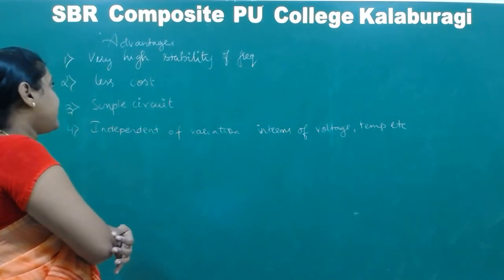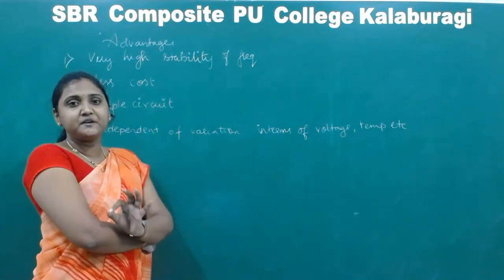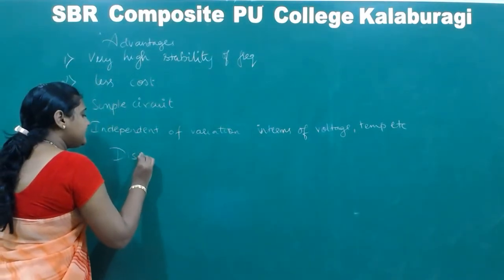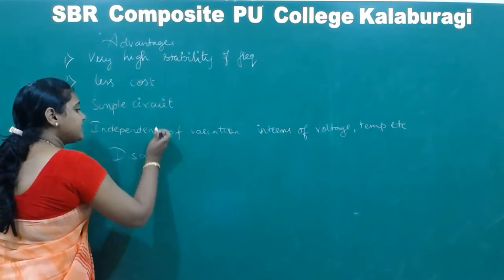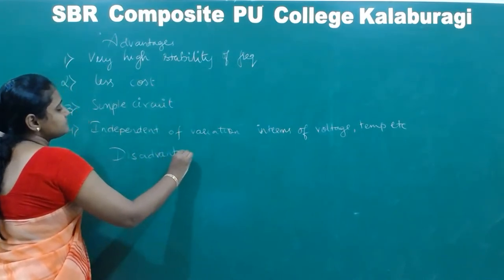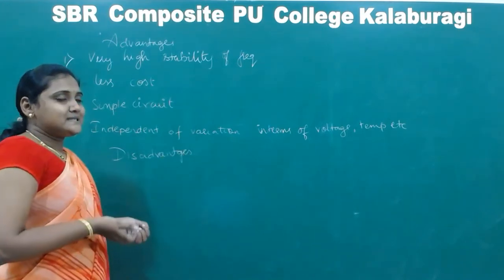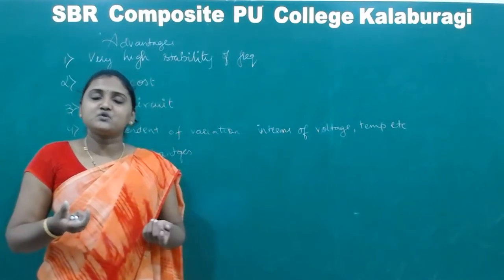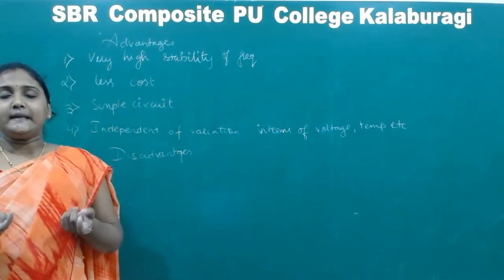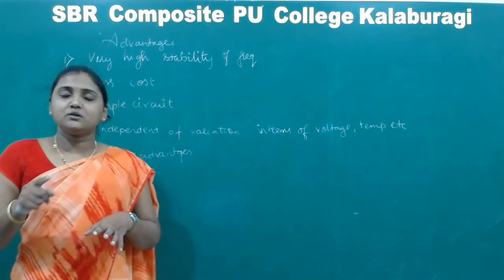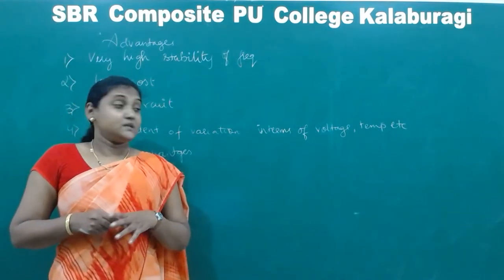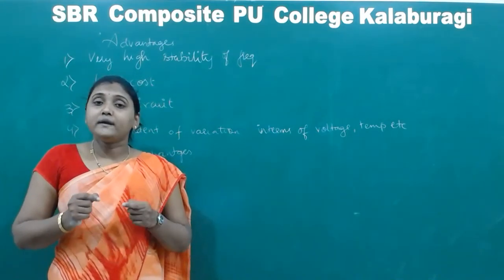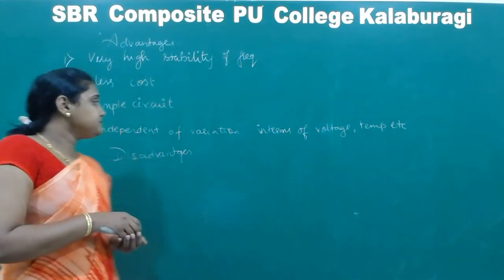Moving to the disadvantages. Obtaining the desired frequency is not that easy here. Just think about RC oscillators or LC oscillators: changing the individual values of the capacitor, inductor or resistor simply changes the frequency. But here, obtaining the desired frequency depends completely on what? The crystal.